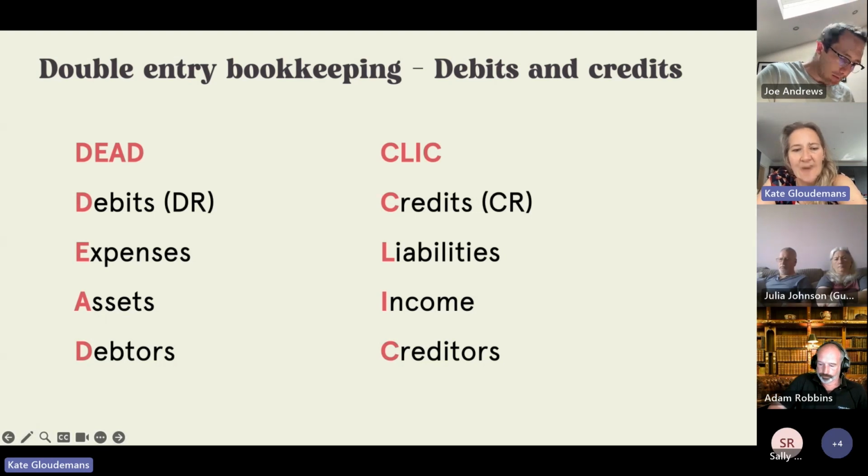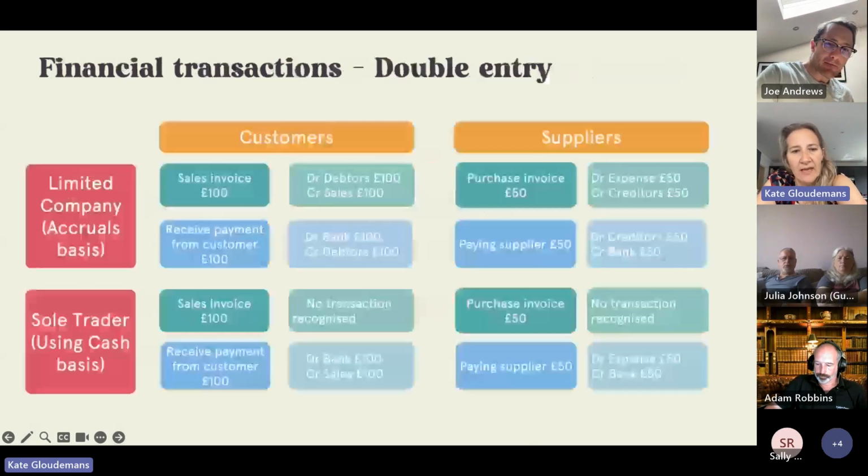You might hear some people mention single-sided entry, but technically there are still two sides. It's just that the other side is cash. So that's something that would apply with cash accounting.